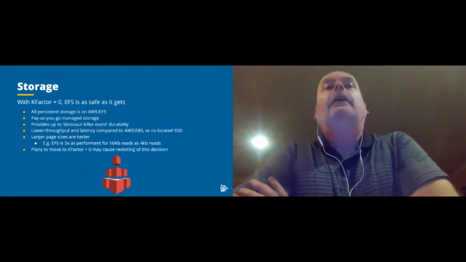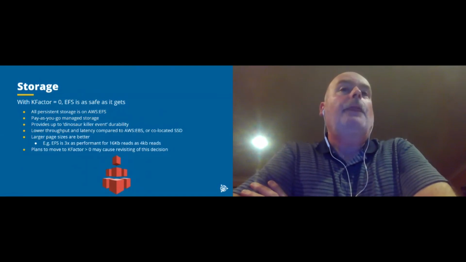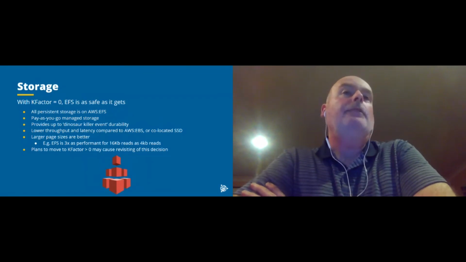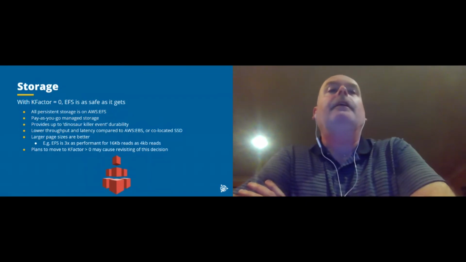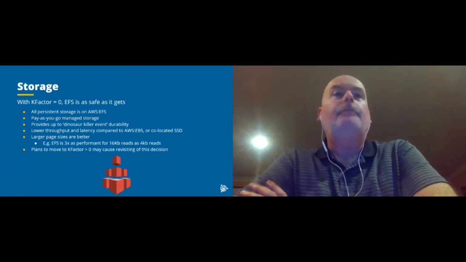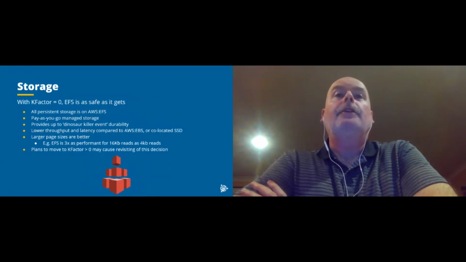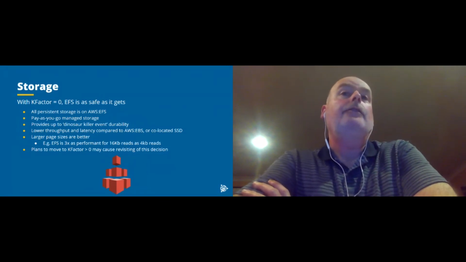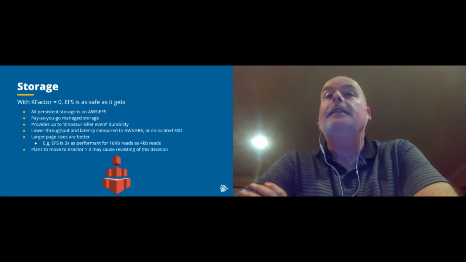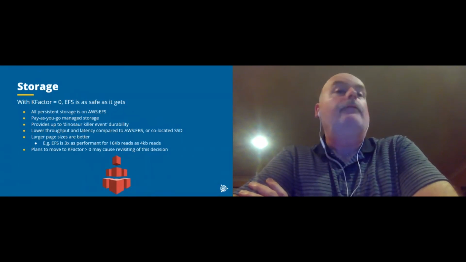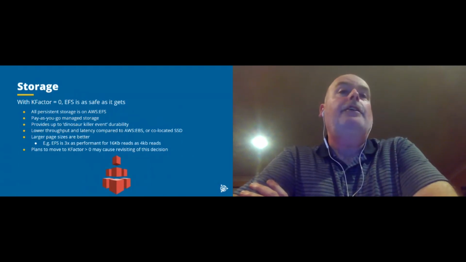As mentioned before, we're using Elastic File Service. A reason for that is we have a K factor of 0, which is to say we don't have any backups, and there is some background to that, and that's something that actually may change. For a storage layer, it's fully managed, pay-as-you-go storage, with really extreme durability. It's pretty much S3 level. It has lower throughput and higher latency compared to Elastic Block Store or co-located SSD. It's not a performance storage layer. And as mentioned before, bigger page sizes are better.